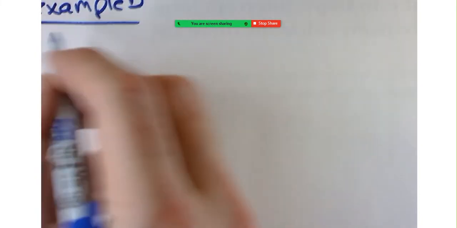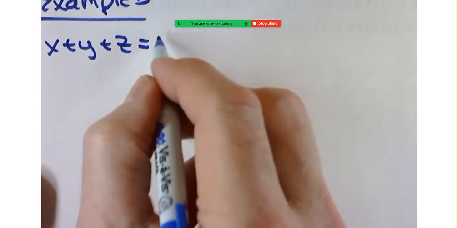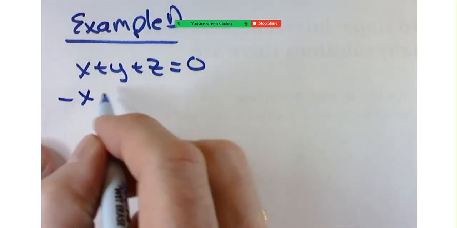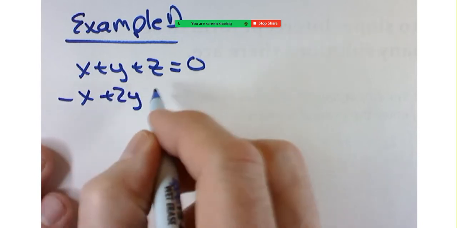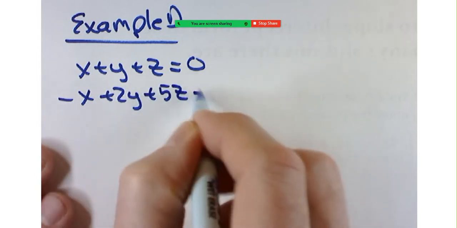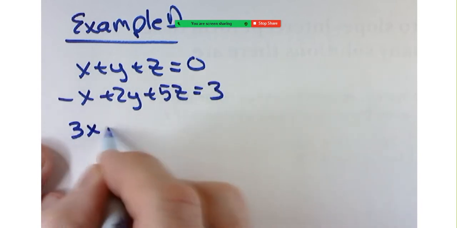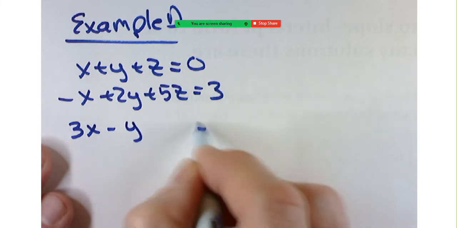So let's start with, let's see, Example D, which is x plus y plus z equals 0, and negative x plus 2y plus 5z equals 3. And finally, 3x minus y equals 6.